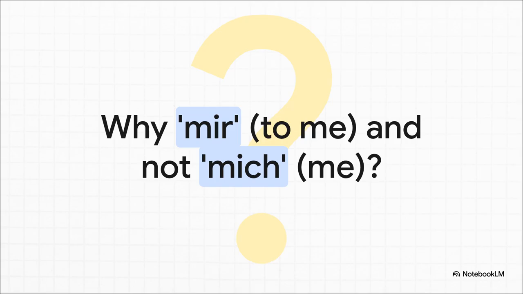Why on earth is it mir, which means to me or for me, and not mich, which just means me? It almost sounds like the speaker is saying, I am washing the face for myself. And you know what? That's kind of exactly what's happening. This isn't just some boring rule to memorize, it's a puzzle, and we're going to solve it by looking at the four main jobs of the dative case.